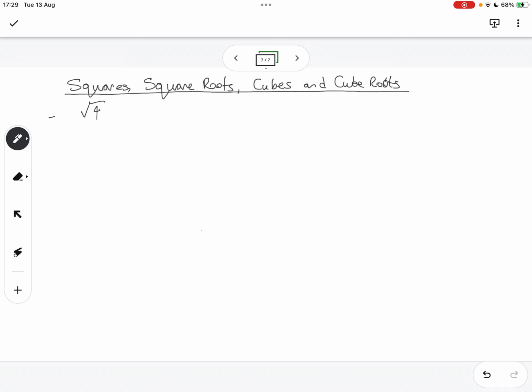If you have the square root of 4, you can also write this as the square root of 2 squared.